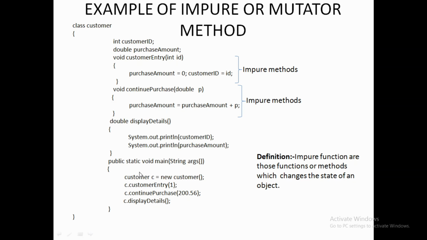Therefore as many times as we call these methods, the instance variables inside the object using which we are calling this method get changed. So all in all, these methods are actually changing the state of an object by changing the values of the instance variables. Therefore customer entry and continue purchase, these two methods are impure methods. By definition, impure methods or functions are those which change the state of an object.